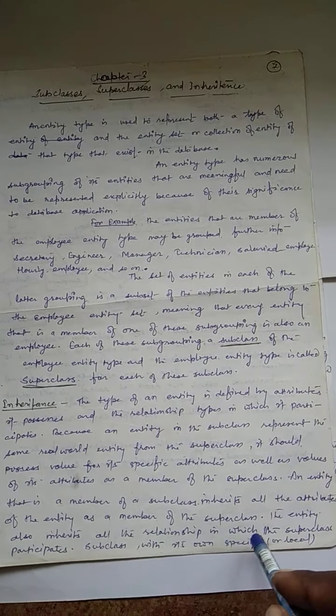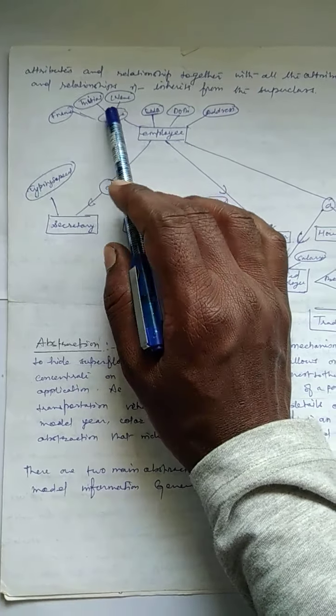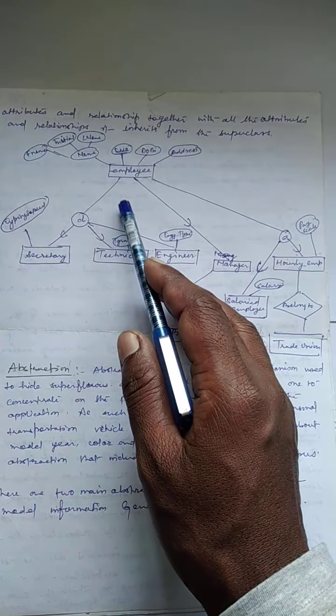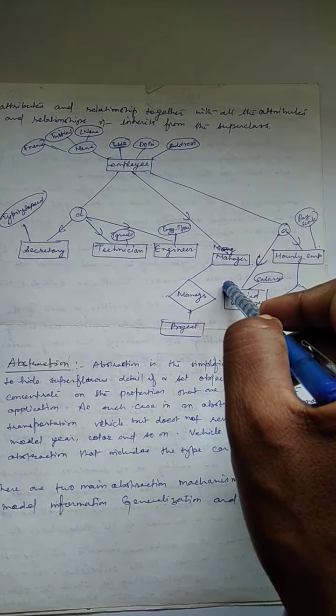A subclass has its own specific or local attributes and relationships, together with all the attributes and relationships it inherits from the superclass. You can see this picture. Employee is the set of entities, and the employee subclasses are secretary, technician, engineer, manager.